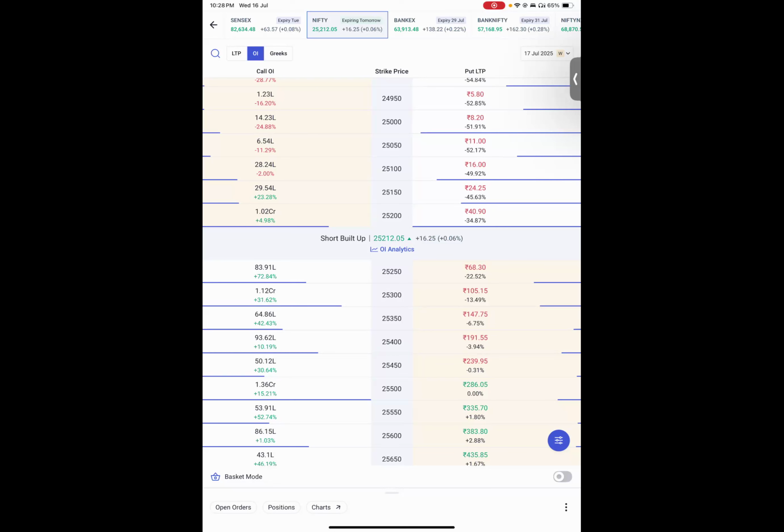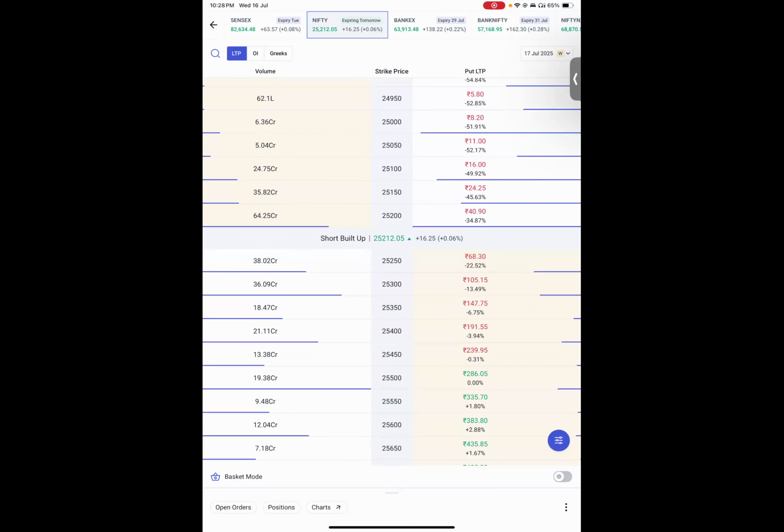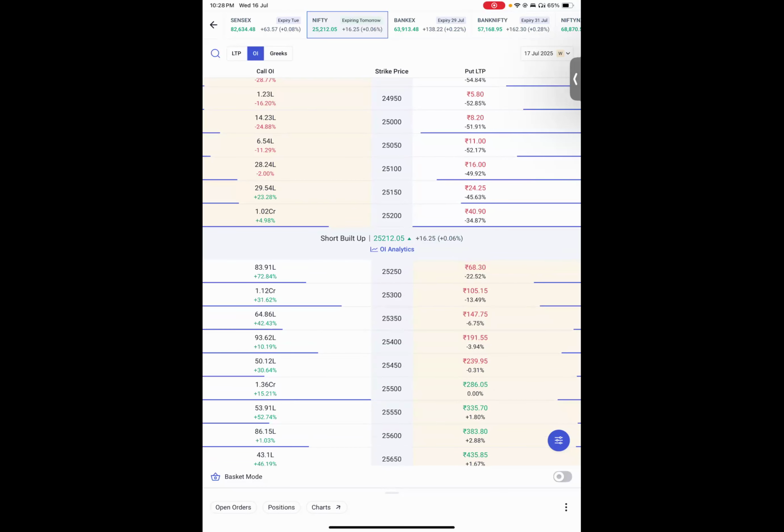Assuming the price will go up from here, what we are going to do is go for the call option. I'll make you understand this table tomorrow. First, here we are trying to get the basic things clear, how the data is driven.